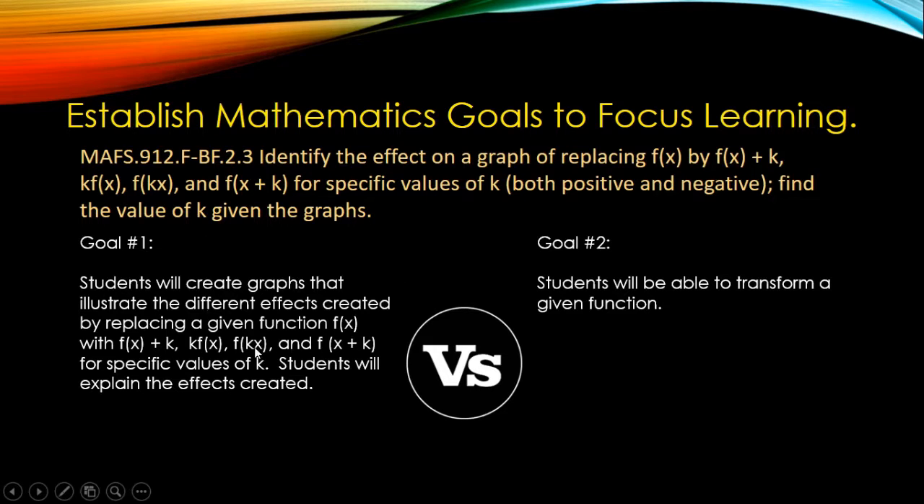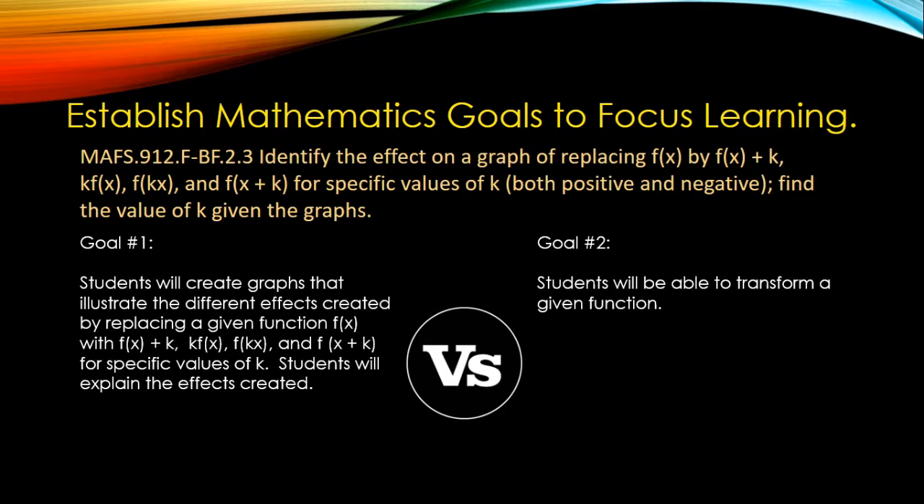However, the learning that takes place under the first goal could be very different than the learning that takes place under the second goal. Goal 1 is very specific about what students are to know and be able to do. It addresses the conceptual component of transforming functions by asking students to create graphs that illustrate the different ways replacing a given function, f(x), with each of these affect the graph. And it asks students to explain those effects.